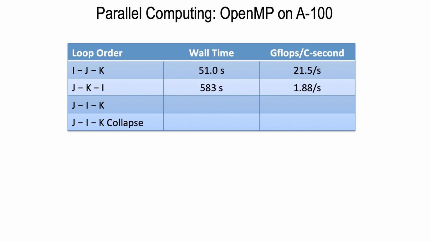The loop order JKI, which performed best with OpenACC offloading, resulted in a much longer wall time of about 583 seconds when using OpenMP offloading. Another configuration, JIK, recorded a wall time of about 62 seconds and a performance of around 18 gigaflops.